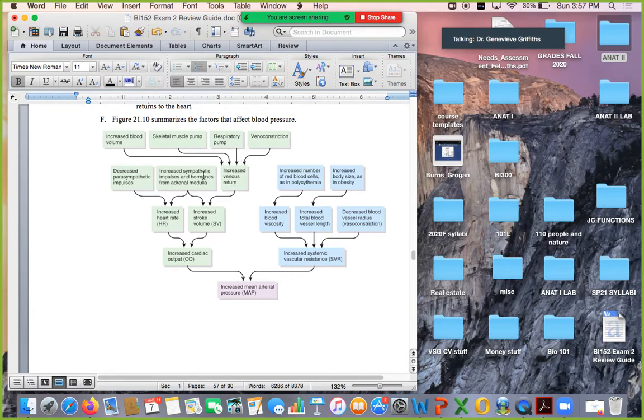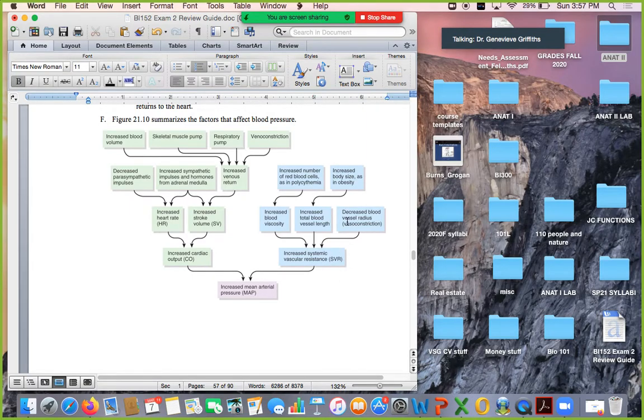Your venous return and different sympathetic impulses and hormones are going to result in an increased stroke volume. Those sympathetic impulses and hormones also play a role in heart rate, as do parasympathetic impulses. So if we have less parasympathetic and more sympathetic, that's going to increase our heart rate. And as you know, heart rate and stroke volume are going to be involved in cardiac output. And cardiac output and systemic vascular resistance are going to lead us to mean arterial pressure.